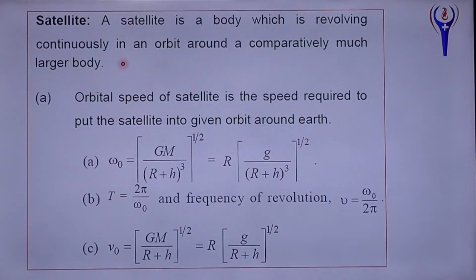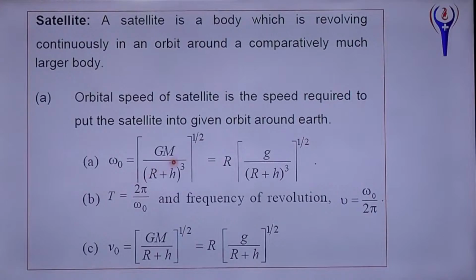Okay. Moon. Orbital speed of a satellite, see what is a satellite? It is a body which is revolving continuously in an orbit around a comparatively much larger body. Moon is a smaller body which comparatively revolves around the Earth. So moon is one satellite. Orbital speed of a satellite is the speed required to put the satellite into a given orbit around the Earth.